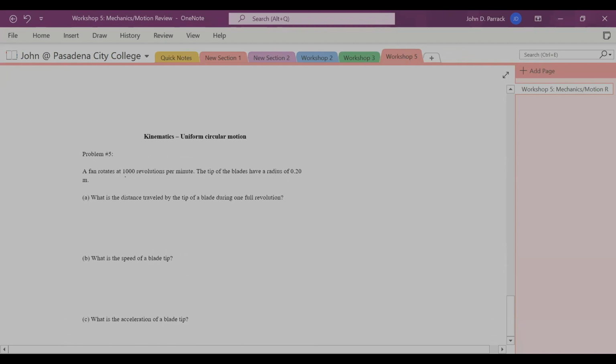The question says, a fan rotates at 1,000 revolutions per minute. All right, 1,000 revolutions per minute. The tip of the blades have a radius of 0.2 meters. What is the distance traveled by the tip of the blade during one full revolution? So this is a question of arc length. We talked about this a little bit last time.